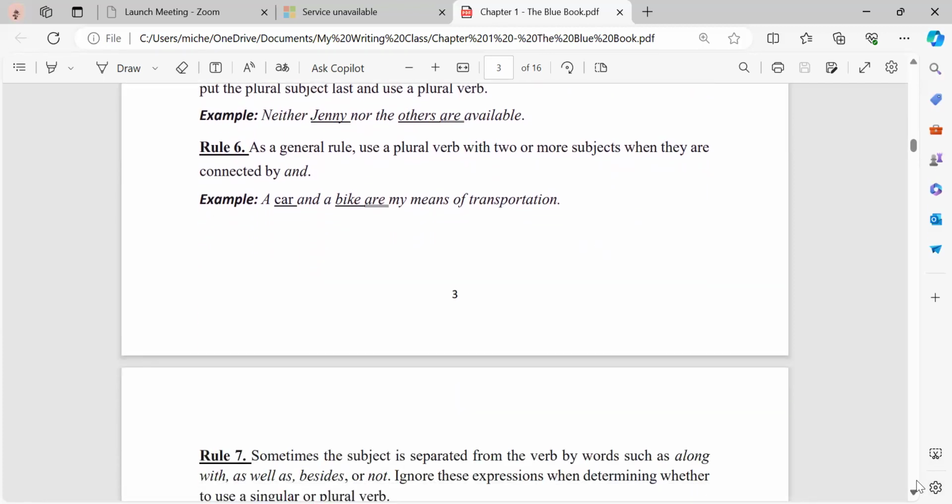And then for the next rule, I'm sorry if I'm going way too fast, but I think this material is actually not that much. It's only a few pages, and most of them basically have the same idea. So now we have rule number 6. As a general rule, use a plural verb with two or more subjects when they are connected by "and."